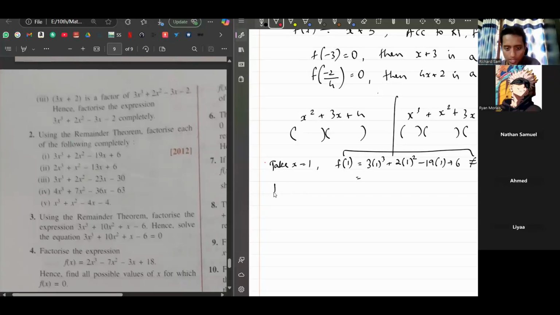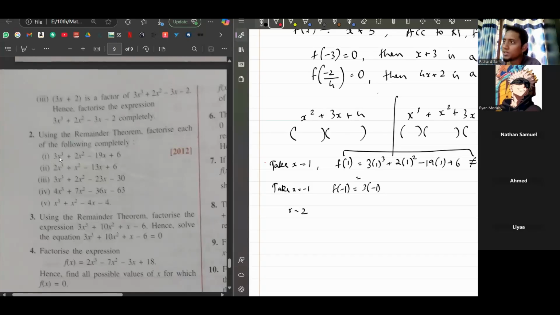What about taking x is equal to minus 1? So f of minus 1 is equal to 3 into minus 1 cube, that is minus 3, and the other terms will become plus, plus, plus. Too many pluses. Now we'll try 2. x is equal to 2.